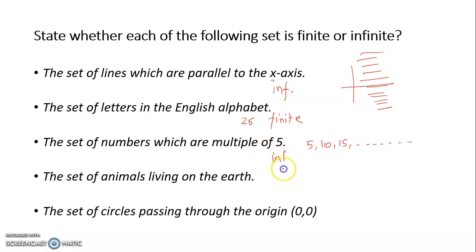So it is infinite. The set of animals living on earth, definitely we can count them. Finite. Set of circles passing through a point. If this is (0, 0), how many circles can pass? N number of circles can keep on passing, which means there are infinite circles. So it is again an infinite set.